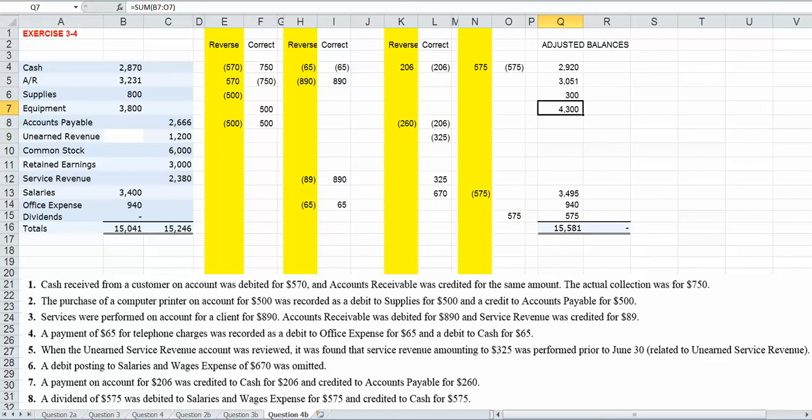And then of course we'll do the same things for our credit balances. And when we add up our credit balances, we find our total debits equal our total credits, and we have a corrected, adjusted trial balance.